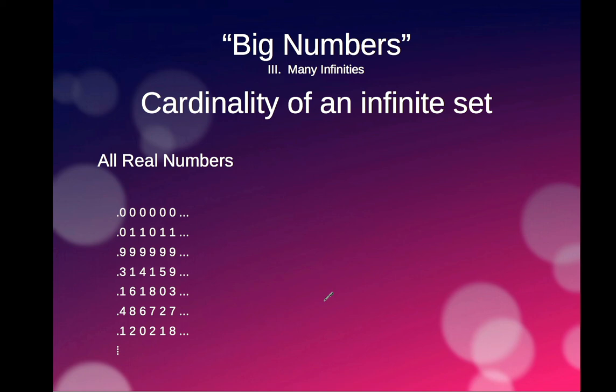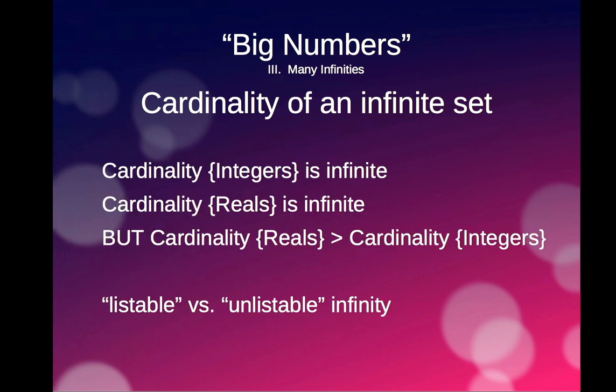That is, it's so big that I can't even start writing the numbers down, because any place I start, I will already have missed some other numbers somewhere else. So to bring this all home, what we're seeing here is that the cardinality of the integers is infinite, the cardinality of the real numbers is infinite, but the cardinality of the real numbers is bigger than the cardinality of the integers, which means that the infinity of the real numbers is actually a larger infinity than the infinity of the integers.